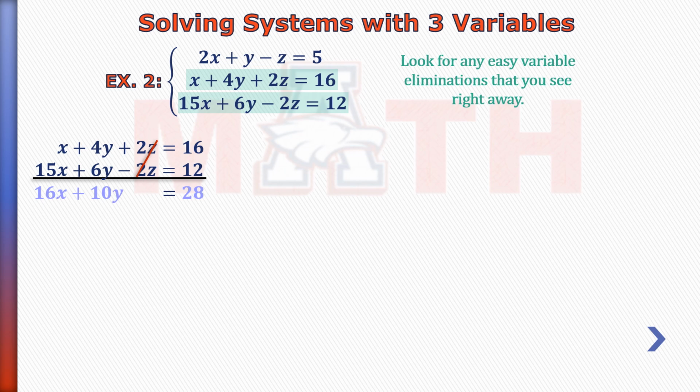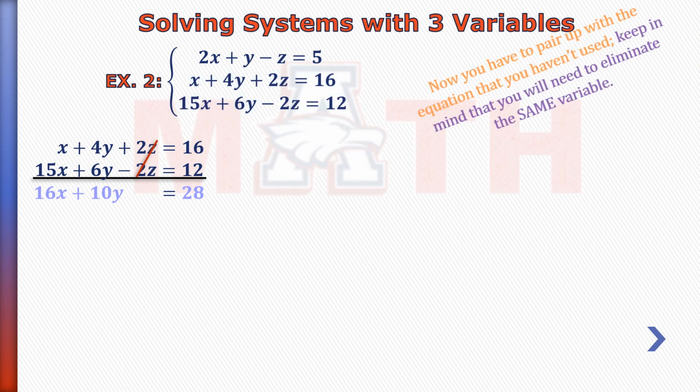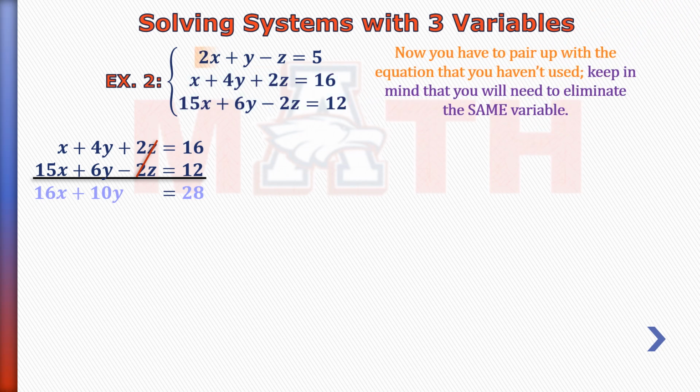All right, now comes the time where I have to use the one I haven't used yet. So that is going to be this guy right here. So again, always have to use the one that you haven't used. Now I do need to keep in mind that I'm going to have to eliminate the same variable. I'm going to go into y a little bit more in a second, so just keep in mind that that's what we're going to be doing.